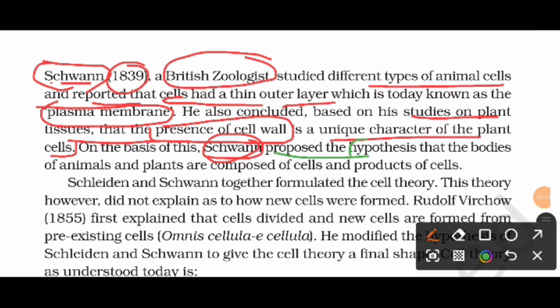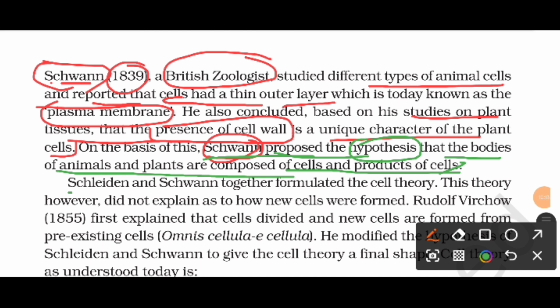A hypothesis is a guess. So first a scientist gives a guess, which other scientists then take time to prove. Once it is proved, it is converted into a theory. So first Schwann proposed the hypothesis that bodies of animals and plants are composed of cells and products of cells. This hypothesis became a theory later. That's the reason we are studying all this today.